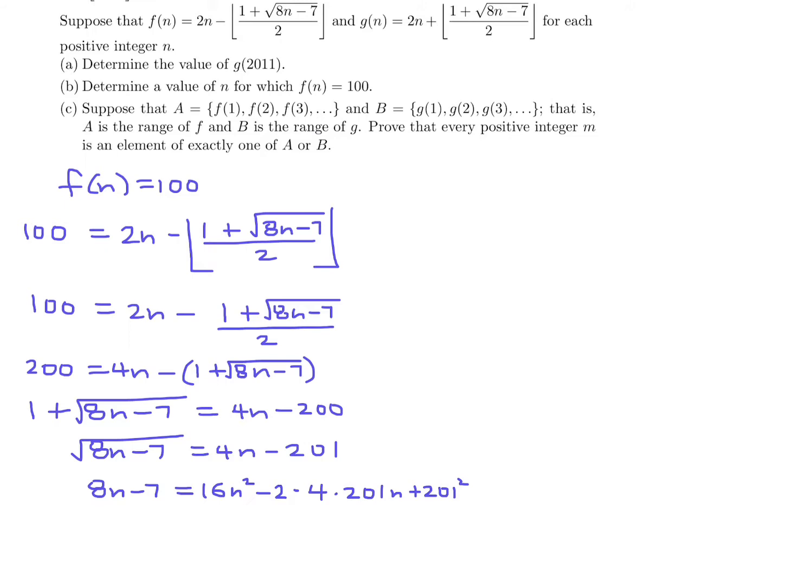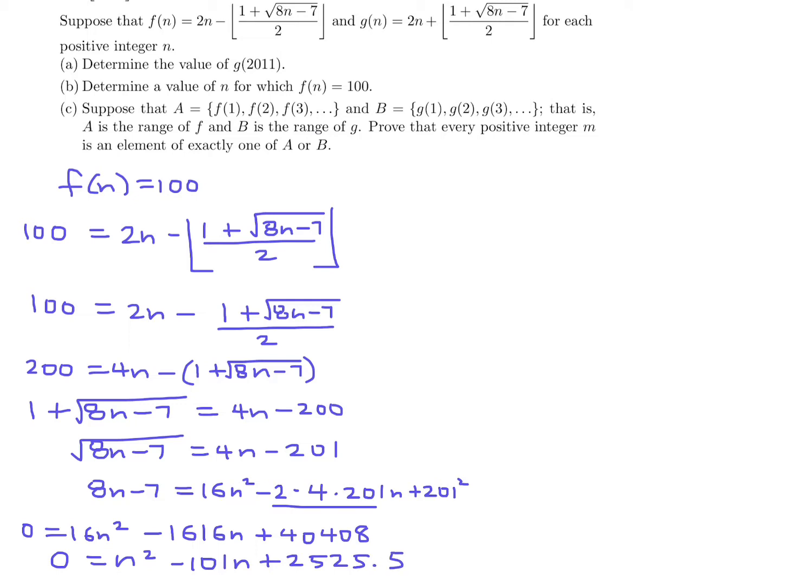And now we can collect like terms, put everything on one side, and if we do, we get 16n squared. This big number, subtract from it minus 8n, and you will get minus 1616n, and then the very last number at the end is a big one. It's 40408, and you can divide through by 16, and we'll just be left with n squared minus 101n plus 2525.5.